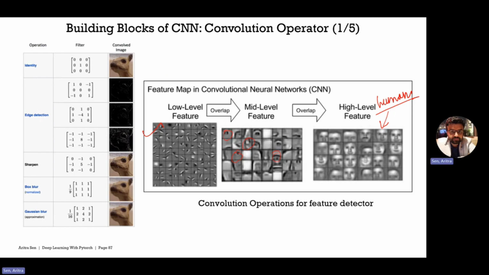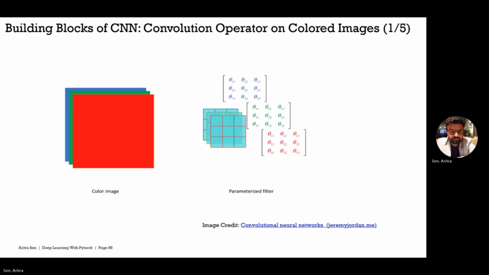And all this convolution operations are nothing but feature detectors, right? So it will detect what are the features that are available in the image, and later on it will detect the high level features that are available in the image, right? So so far we were talking about how the convolutional operation works in case of grayscale images.